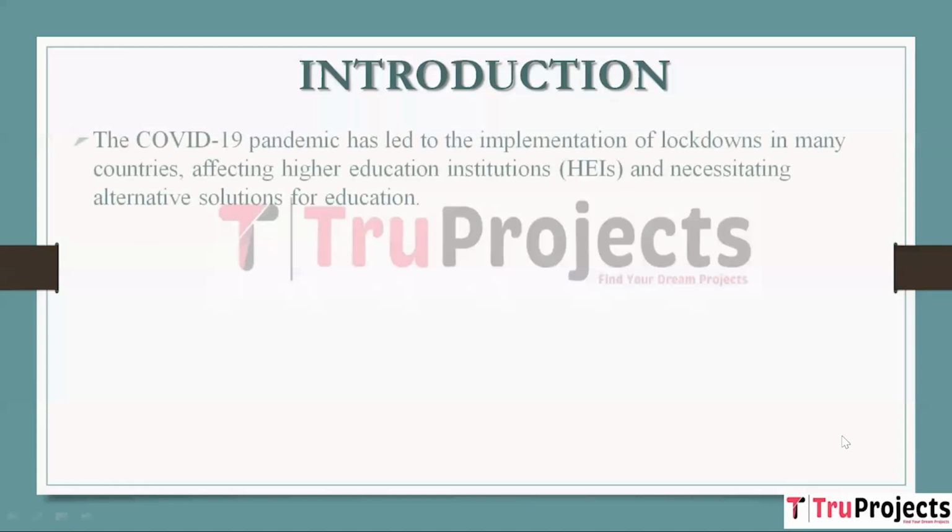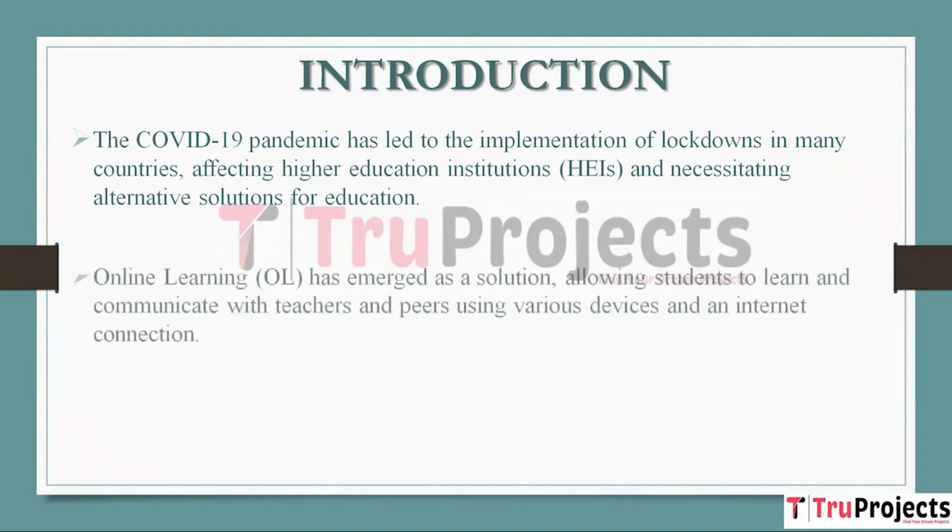Introduction. The COVID-19 pandemic drastically disrupted conventional education systems, leading to the widespread closure of educational institutions and the implementation of lockdowns in many countries. Higher education institutions were significantly affected, necessitating the exploration and adoption of alternative solutions to ensure continuity in education. Given the restrictions on physical gatherings and the need for social distancing, online learning emerged as a viable alternative for students to continue their education remotely.